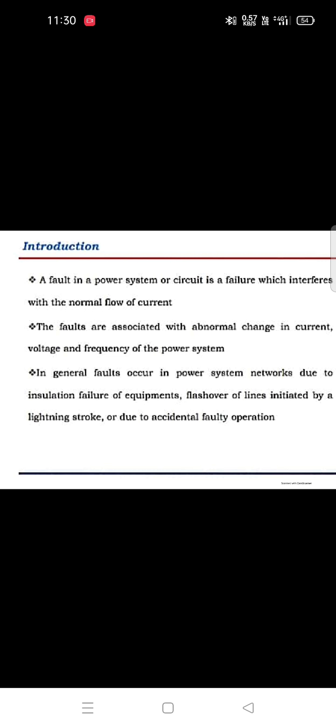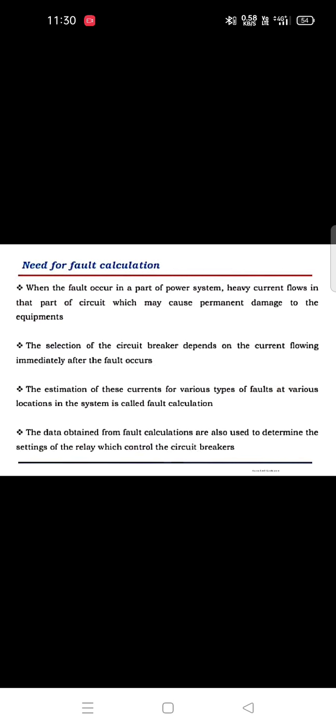The system must be protected against flow of heavy short circuit currents by disconnecting the faulty parts, which we will do with the help of circuit breakers operated by protective relay. For a proper choice of circuit breakers and protective relay, we must estimate the magnitude of currents that would flow under short circuit condition. This is the scope of fault analysis.